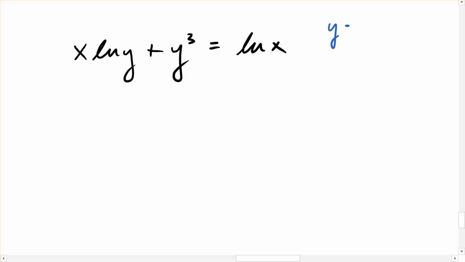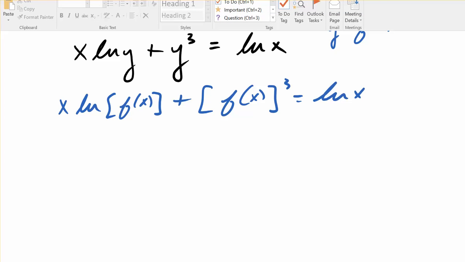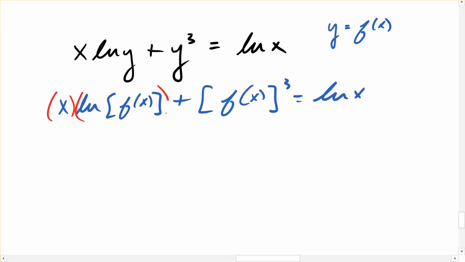What? y is equal to what? f of x. So you have x ln of f of x plus f of x cubed equals ln x. What rule do you have to use on this first one right here? The product rule. And remember, please do the derivative of the first times the second plus the first times the derivative of the second. Don't change the order. It's helpful to me. So what's the derivative of the first? 1 times ln of f of x plus the first times the derivative of the second. What's that going to be? What's the derivative of ln of something?